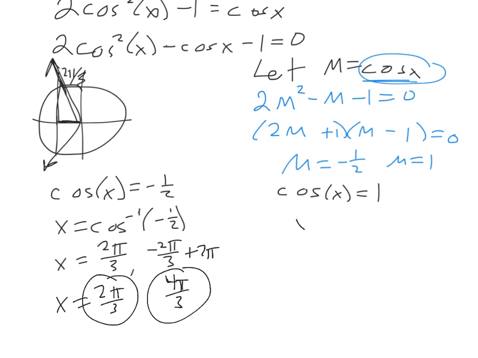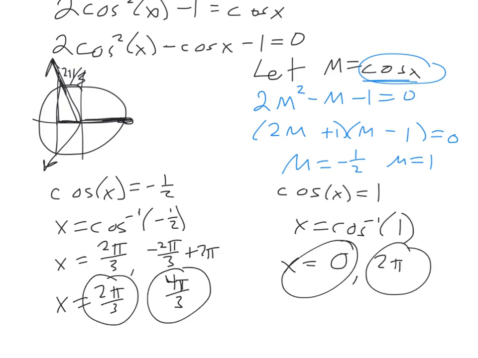And for this other one, I'm going to need to do the inverse cosine of 1. Well, the cosine value of 1 only happens over here. That happens at 0. And we could also add 2 pi to that to get 2 pi as our other solution. So there we go. We found our 4 solutions. These are the 4 solutions.